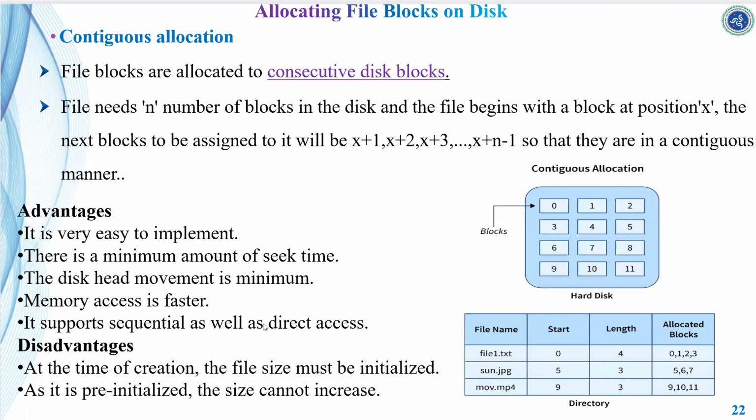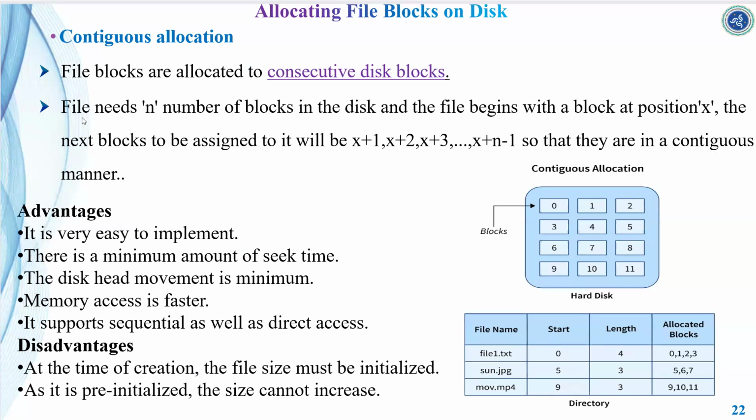Next are the different allocation methods, the different types of methods by which file blocks are allocated on a disk. The first one is contiguous allocation. Contiguous, the meaning itself, we can say one by one, consecutive or continuous. So here in this, the file blocks are allocated in a continuous manner. Here we can see the block numbers 0, 1, 2, 3, 4, 5 allocated in a continuous manner.